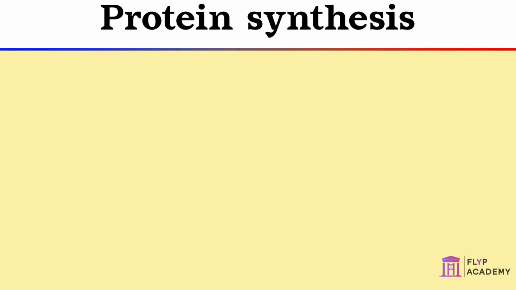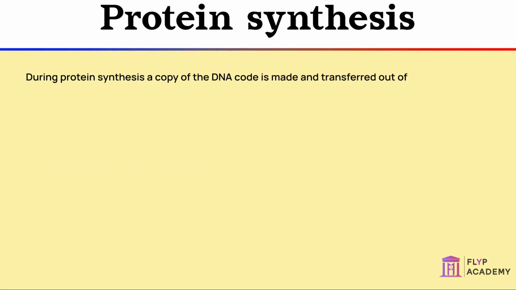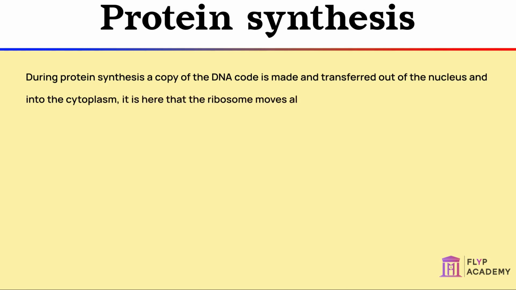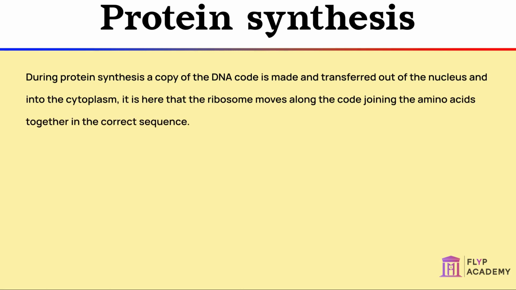Proteins are made by ribosomes. During protein synthesis, a copy of the DNA code is made and transferred out of the nucleus and into the cytoplasm. It is here that the ribosome moves along the code, joining the amino acids together in the correct sequence. The amino acids are transported to the growing chain by carrier molecules. Protein synthesis requires energy. This energy is generated in the cell through respiration. Respiration takes place in the mitochondria.